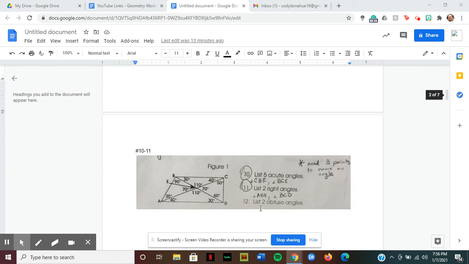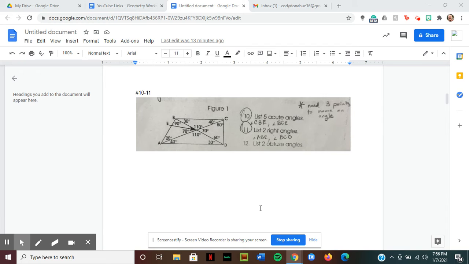Okay, so we scroll up. Now let's look at numbers 10 and 11. We are given this picture right here. We're given this quadrilateral, this four-sided shape that has a ton of angles that are marked in it. And we're going to look at numbers 10 and 11.